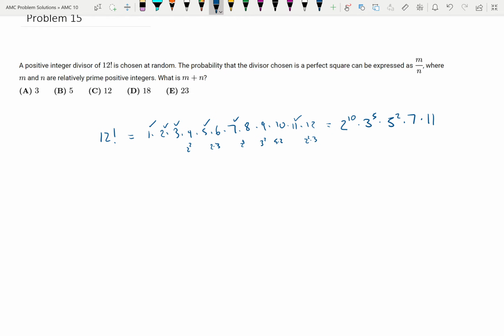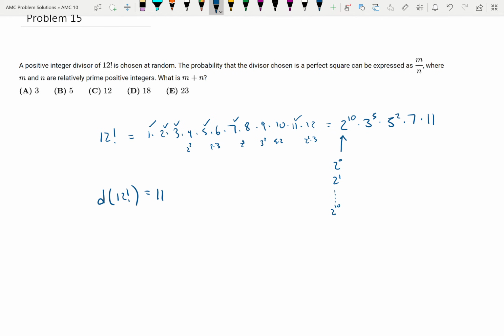So now that we've written that out, I want to find the number of divisors of 12 factorial. And the way we're going to do that is it's just the number of options you can have. For a divisor of 2 to the 10th, it could be 2 to the 0, it could be 2 to the 1, all the way up to 2 to the 10th. So there are 11 options for what power of 2 it could be.